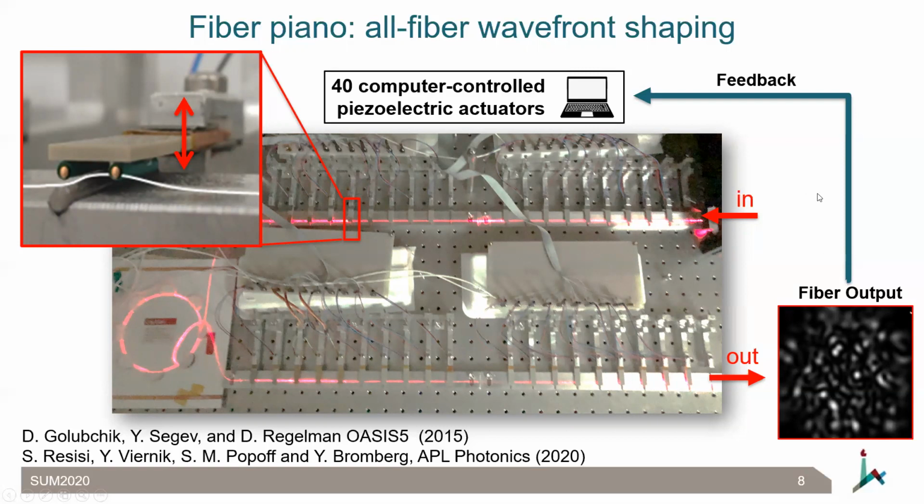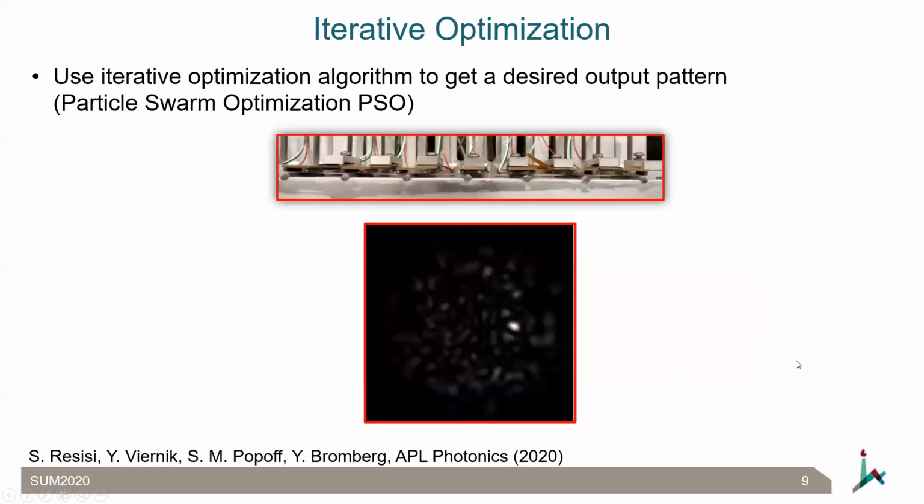So we couple light into the fiber, and the coupling is fixed. We don't have any SLM here, so the input is fixed. And now, just by moving the piezos, we can change the pattern that we record on the CCD camera. So how can we use this as a light modulator?